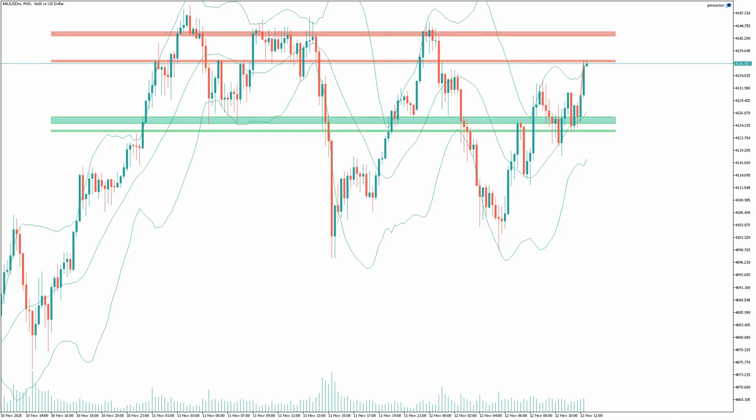Today, we'll be taking a close look at gold's movements on the 15-minute and even the 1-minute timeframes, so we can uncover some potential trading opportunities.